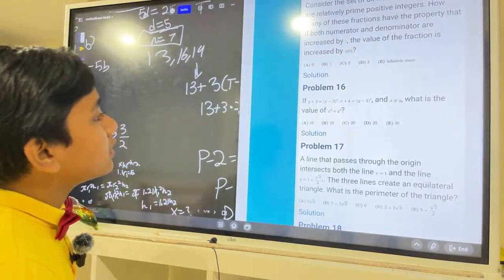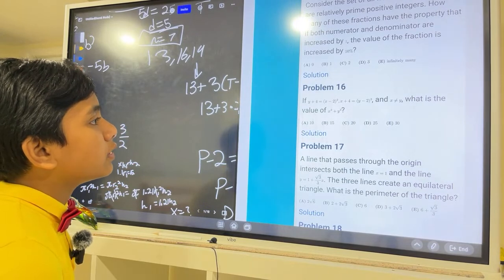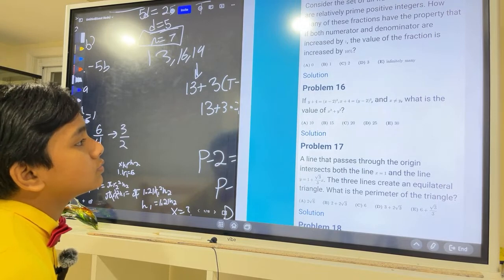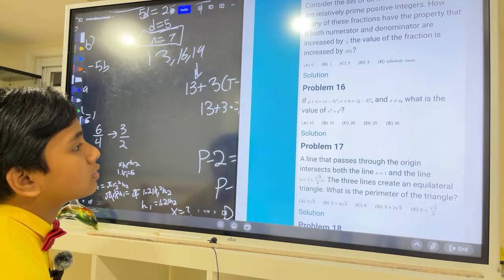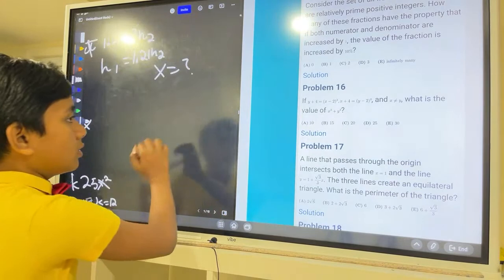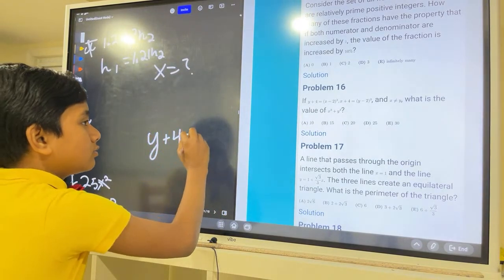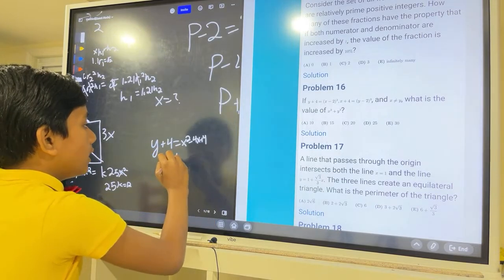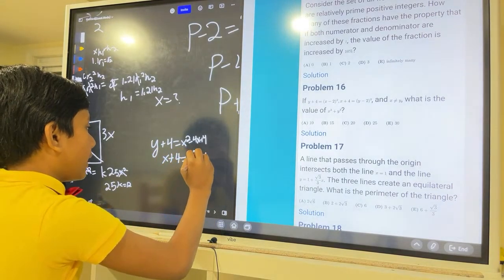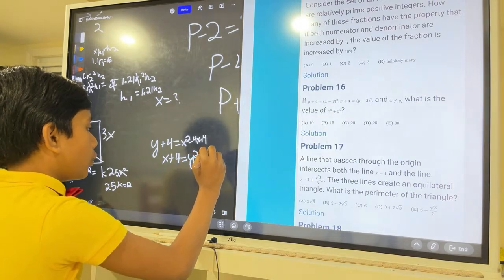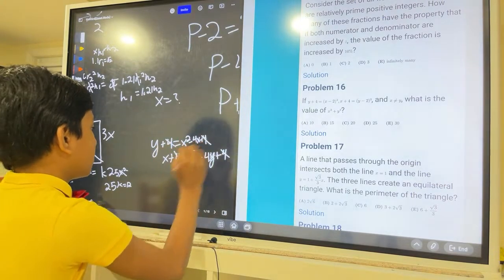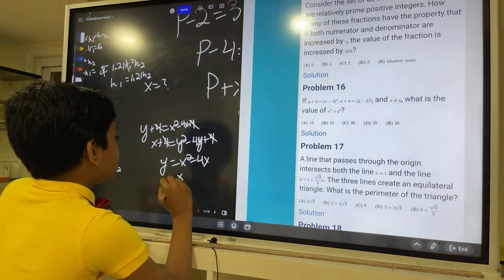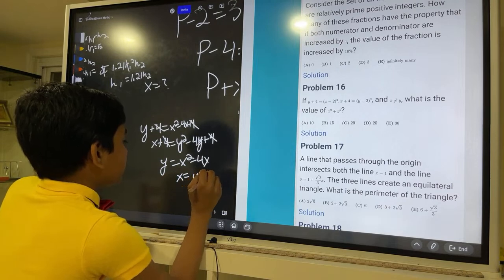If y plus 4 equals x minus 2 squared, x plus 4 equals y minus 2 squared, x is not equal to y. What is x squared plus y squared? What? Y plus 4 equals x squared minus 4x plus 4. X plus 4 equals y squared minus 4y plus 4. So y equals x squared minus 4x, and x equals y squared minus 4y.